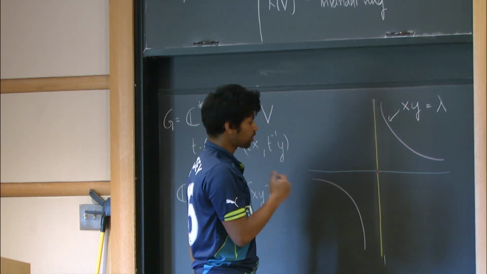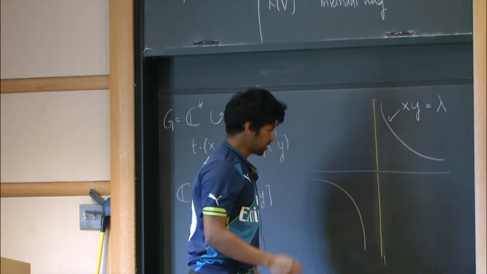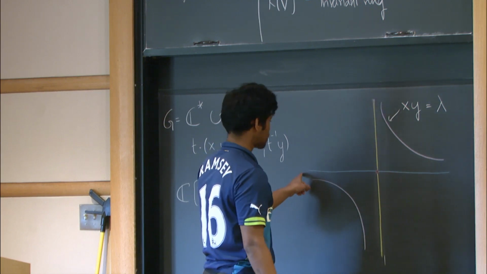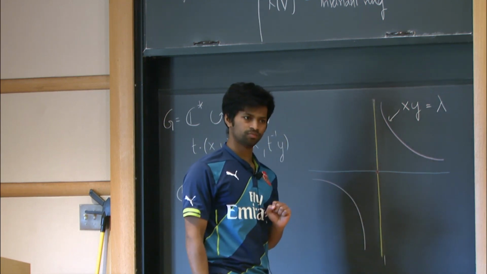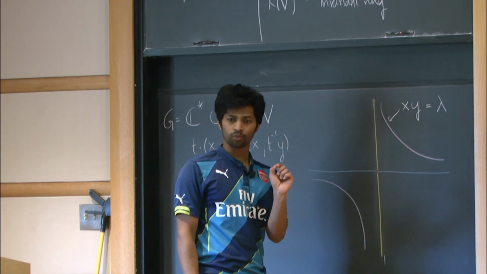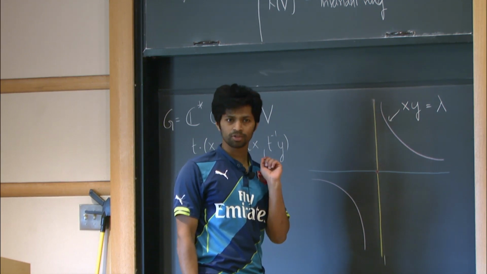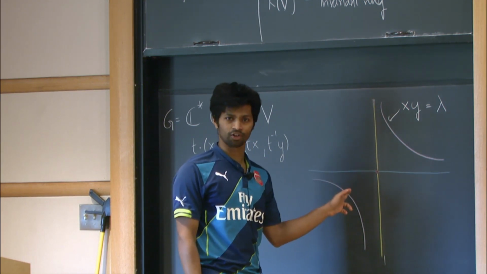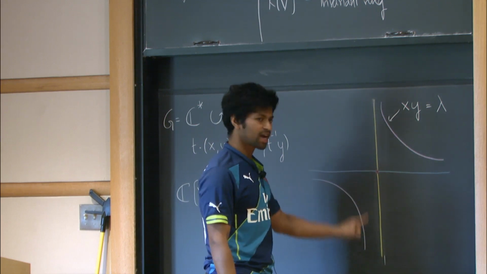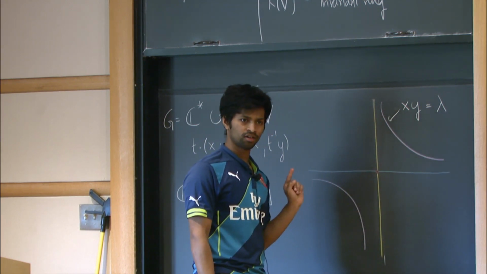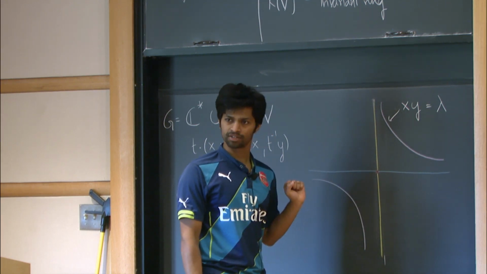But then there are going to be three more orbits, which are slightly more interesting. One of them is going to be the x-axis minus 0. If you look at the orbit of the point (1, 0), you'll be able to move it to any other point in the x-axis except the origin. Similarly, the y-axis minus 0 is another orbit, and the origin itself is another orbit.